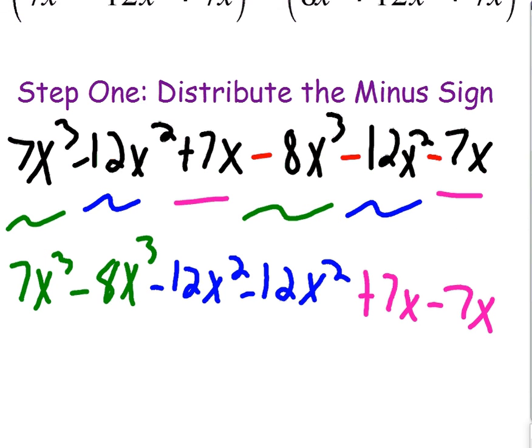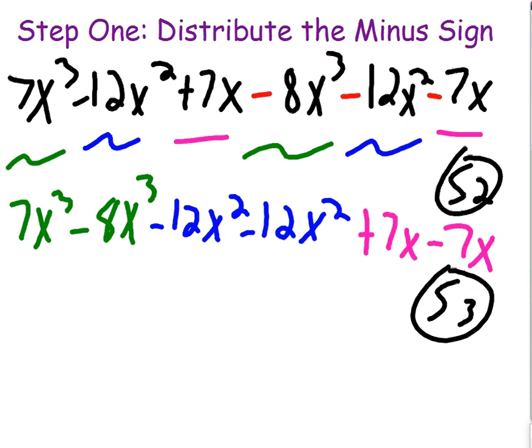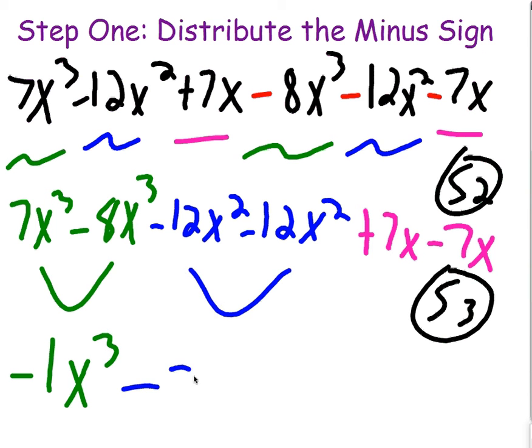Okay, so that was step 2, which is grouping. Step 3 would be what? Combining. And I'm going to write all this out. I mean, you can just put negative x cubed, but this would be negative 1x cubed. Next one would be minus 24x squared. The third one will turn to 0.